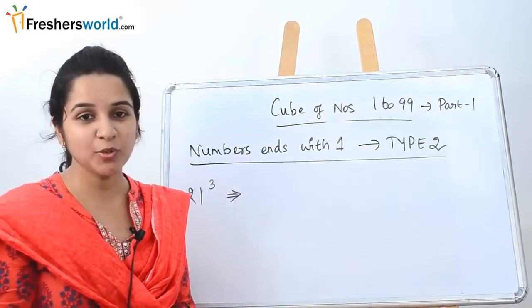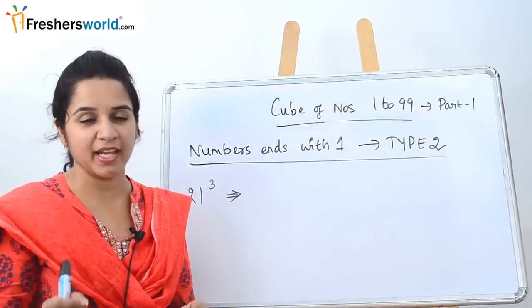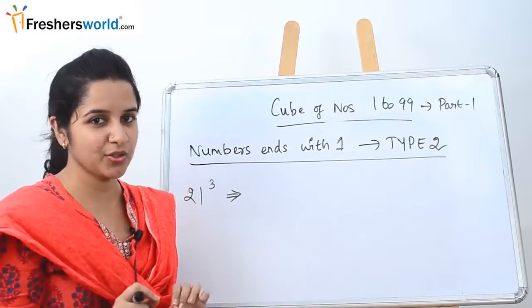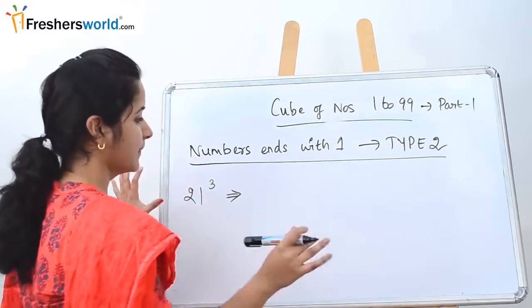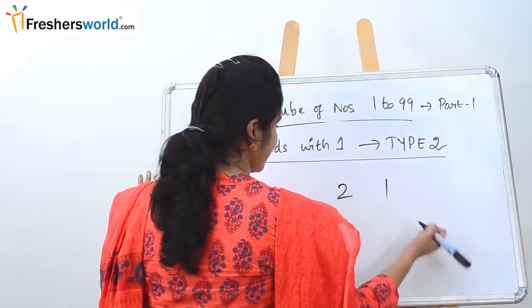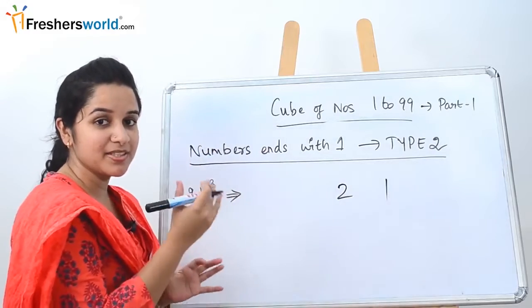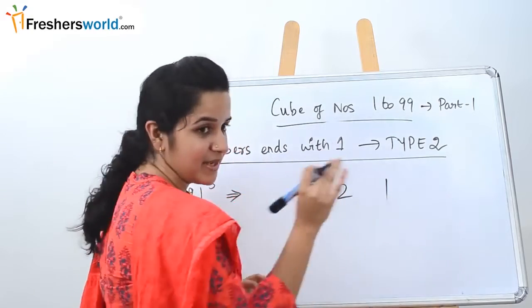So the type 2 is nothing but numbers ending with 1. In case of the first type, we talked about the numbers which start with 1. So a similar technique we are going to do here with a very slight change. The question that they have given is 21 cube. You're going to write 21 as such, but in the end this time. Initially we wrote it in the starting part for the numbers starting with 1. The opposite we are going to do here. So we are writing it at the end.